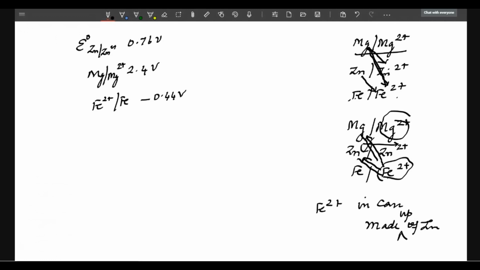Then another question, the same. Which is the best reducing agent? Magnesium. Magnesium is the best reducing agent. Which is the least reducing agent? Iron. Can you arrange them in increasing order of the reducing character? First, write down the least one. Iron, zinc, magnesium. Okay.